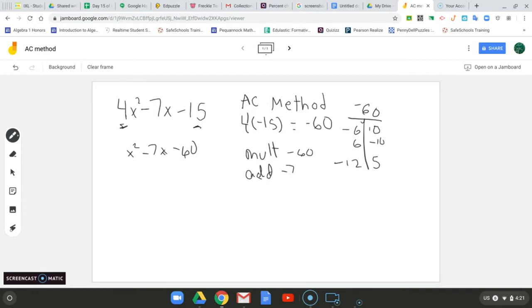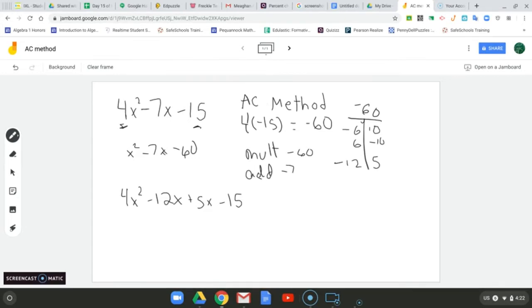So what that tells us is we're going to rewrite this now, going back to our original quadratic, as 4x squared, and then we're going to use the 12 and the 5 as our x terms. So minus 12x, and then plus 5x, and then minus 15. And this is what we're going to try and break into groups now.